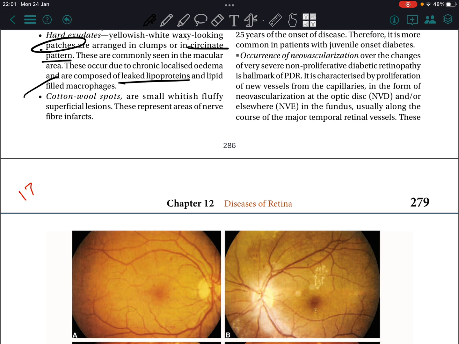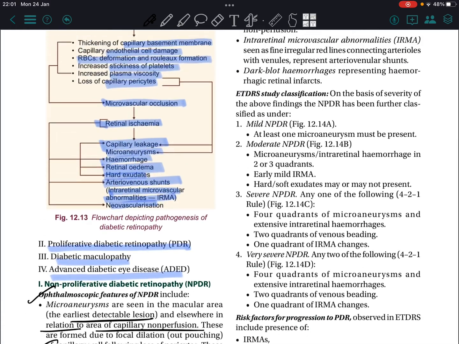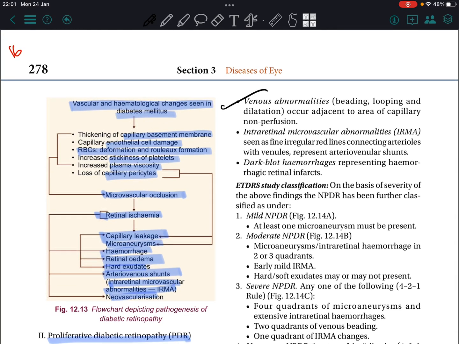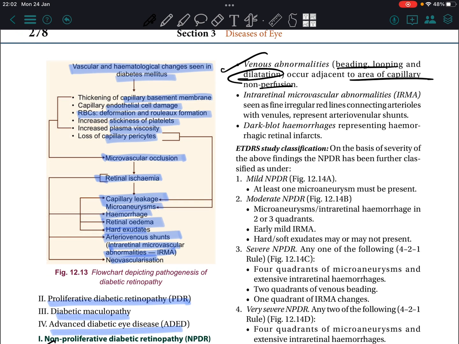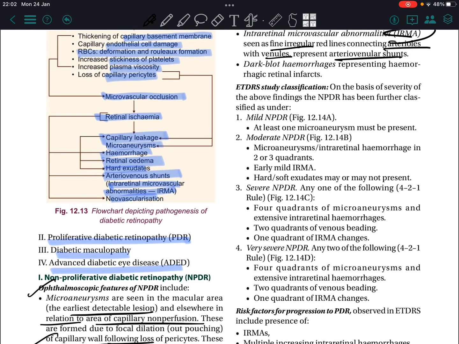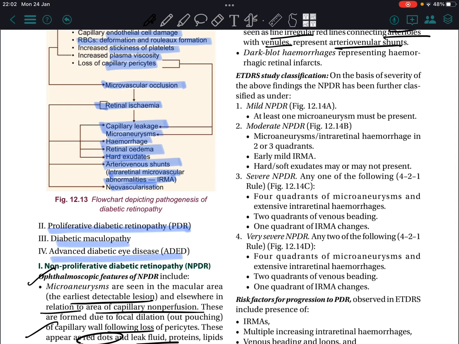Cotton wool spots are small, whitish, fluffy superficial lesions. These represent areas of nerve fiber infarct. Venous abnormalities, beading, looping, and dilation occur adjacent to areas of capillary non-perfusion. Intraretinal microvascular abnormalities, IRMA, are seen as fine irregular red lines connecting arterioles with venules, representing arteriovenous shunts. Dark blot hemorrhages represent hemorrhagic retinal infarcts.